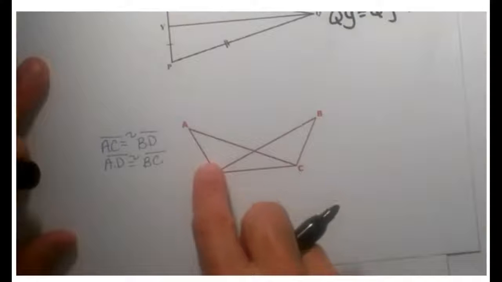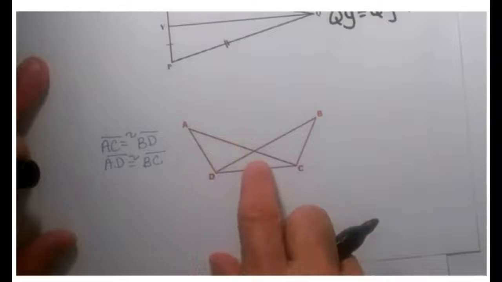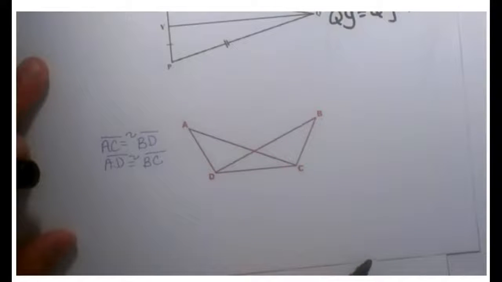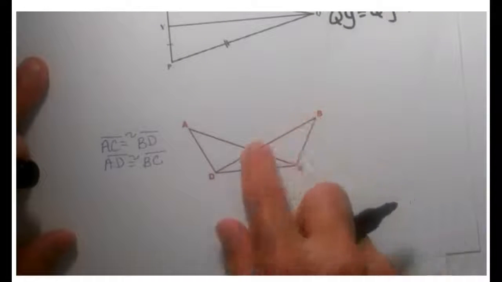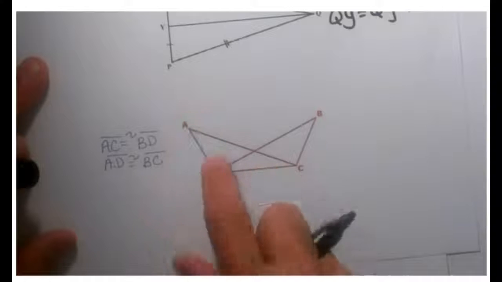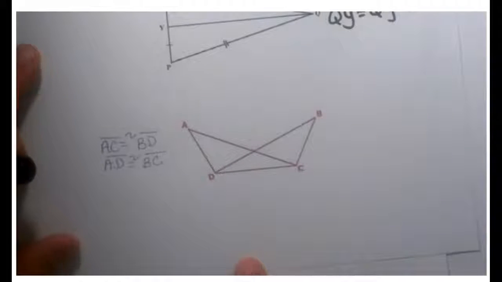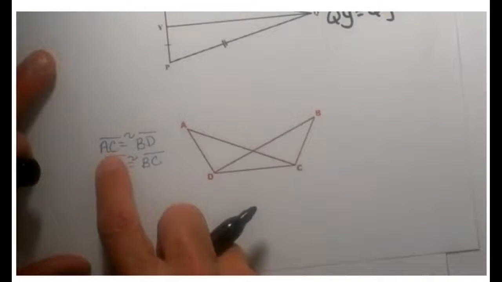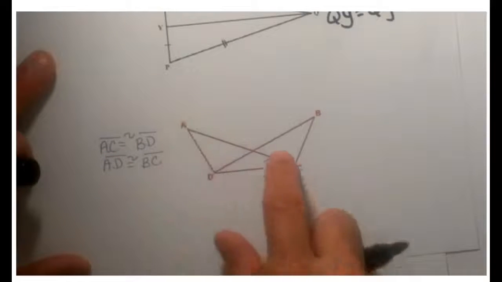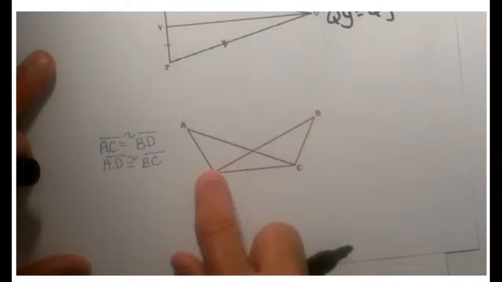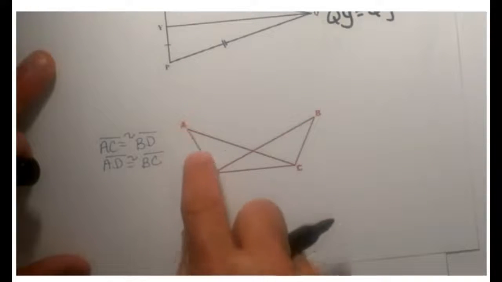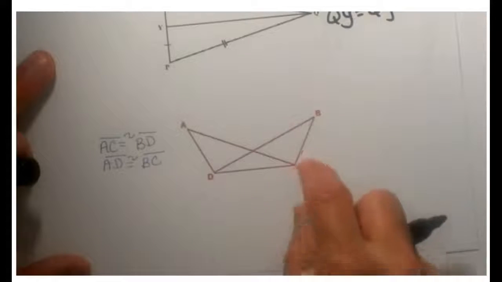Okay, this last one, you can see we actually have 1, 2, 3, 4, 5 triangles. We have the 3 small ones, but then we have 2 larger ones. So what we're going to be looking at is actually the 2 larger ones. Let's see what information we're given. We're given that AC, this whole side, is congruent to BC, this whole side. And then AD, this short side, is congruent to BC, this short side.